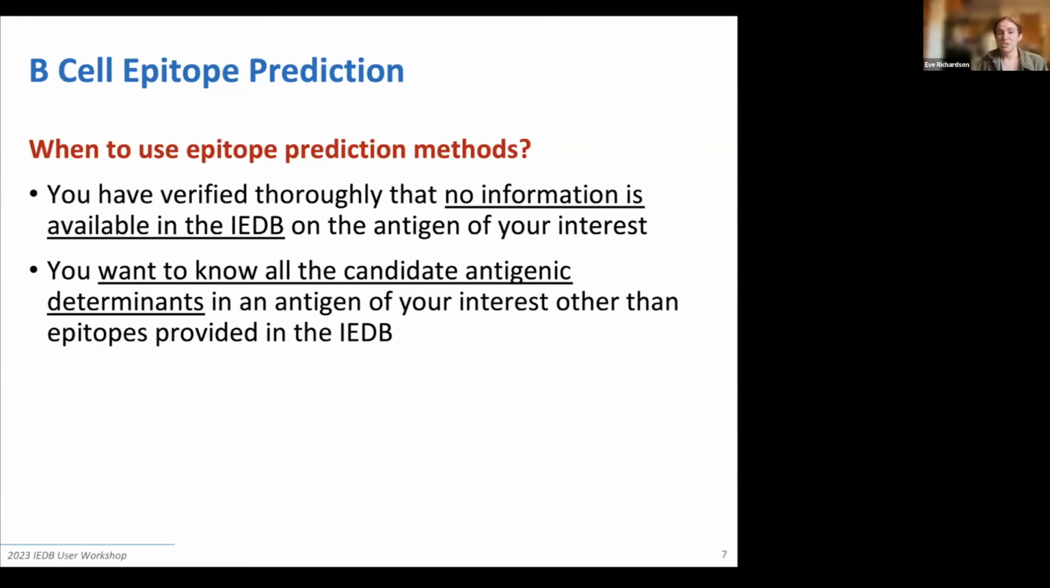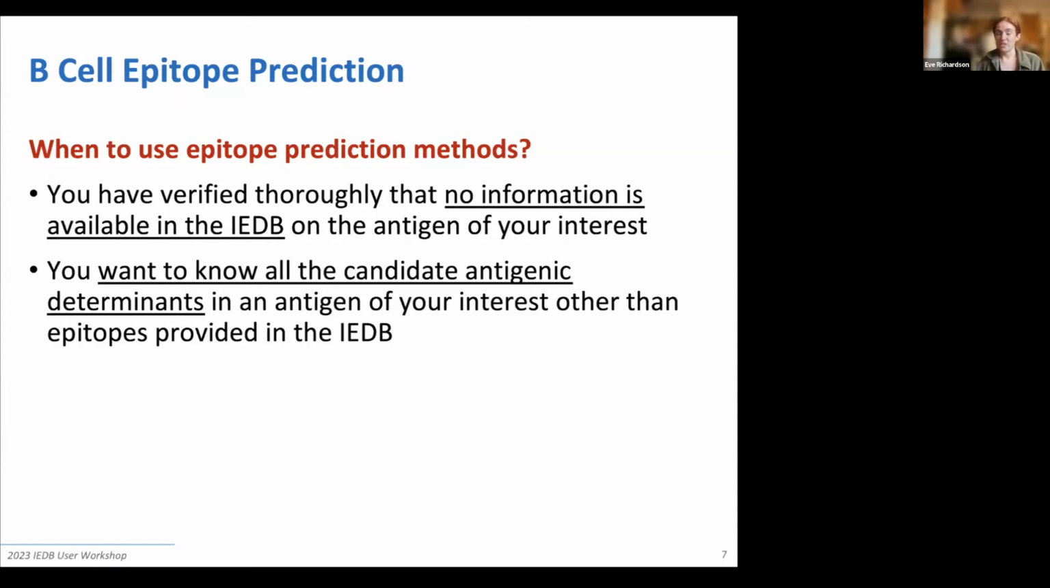So when should you use epitope prediction methods? As I think Bjorn also said yesterday, your first recourse should always be to experimental information. That will always be more specific to your antigen of interest than the predictions, which in this case will be trained on tens or hundreds of different antigens. So it's definitely in your interest to verify thoroughly that there's no information available in the IEDB.